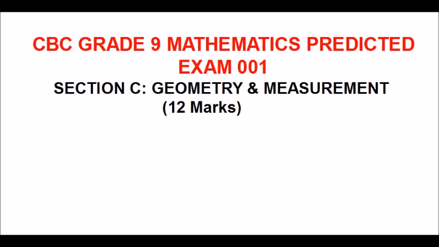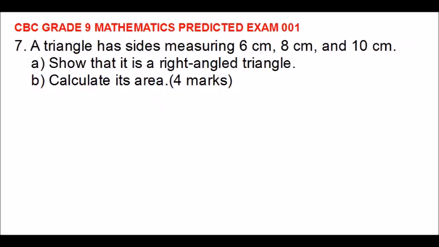This is now section C, geometry and measurements, and here we have 12 marks. So let's see the questions that appear in this section. We have number 7. We are told a triangle has 3 sides measuring 6 cm, 8 cm, and 10 cm. Show that it is a right angle triangle. Calculate its area, and you get 4 marks.